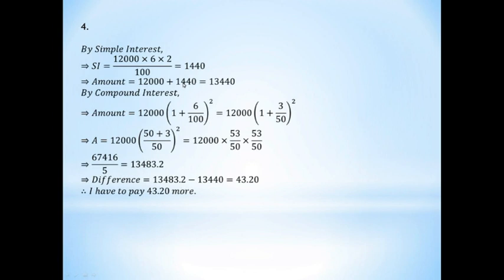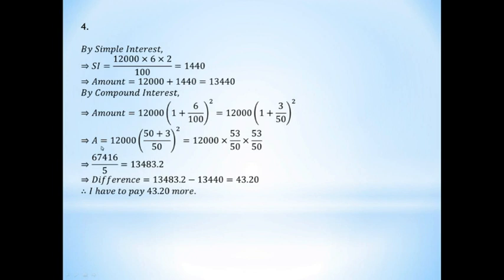So you will get 13,440 as an amount. At the same time, we have to calculate the amount by compound interest here. That is, amount equals P into 1 plus R by 100 to the power N. The principal is 12,000. Then according to the formula, 1 plus 6 by 100. 6 by 100 can be simplified by 2. With 2 this is 3, with 2 this is 50. So we have 1 plus 3 by 50 to the power 2.